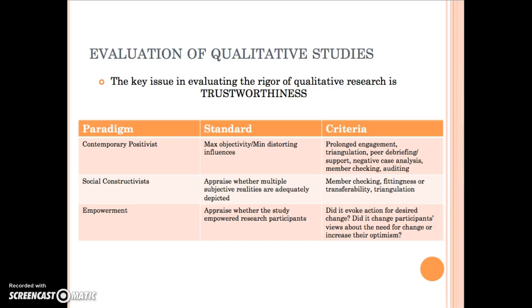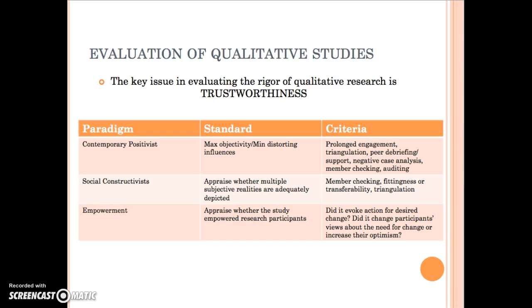So the first is contemporary positivist, and this maximizes objectivity and minimizes the distorting influence of reactivity, researcher bias, and respondent biases by using one or more of the following strategies. So prolonged engagement is to ensure that the researcher has been submersed in the culture, also referred to as going native, for long enough to yield high quality data.